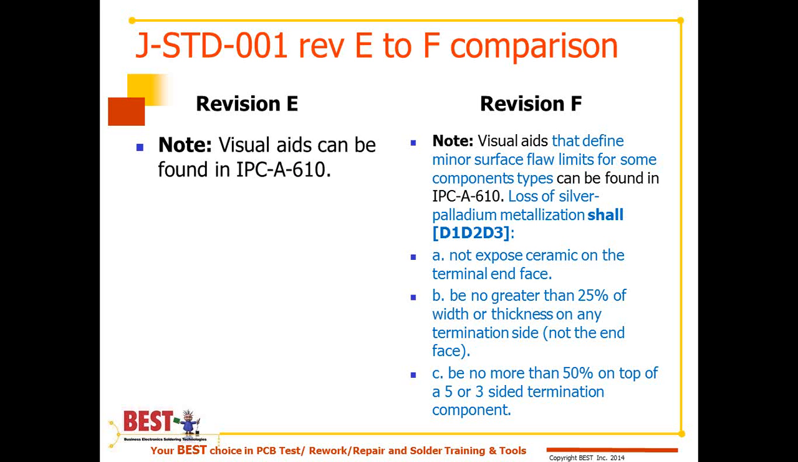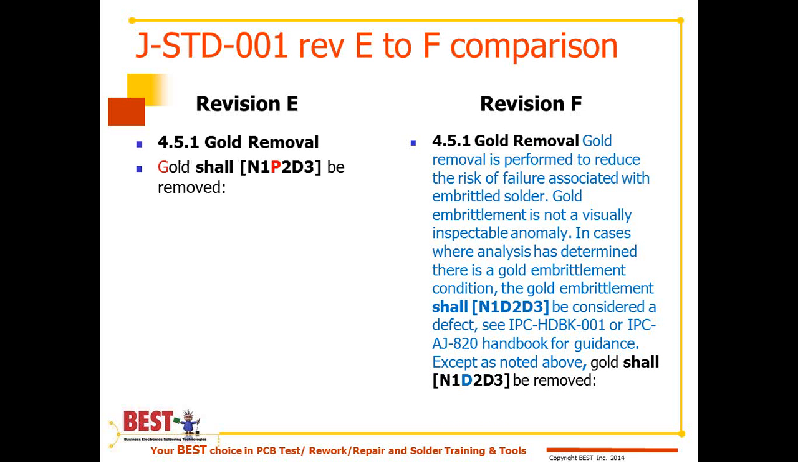Now under the visual aids, it says visual aids that define minor surface flaw limits for some component types can be found in the IPC 610. It just adds more to it. Also, the loss of silver palladium metallization shall be a defect in all 3 classes if A, it exposes the ceramic on the terminal face, so if it does, it's a defect. It shall not be greater than 25% of the width or thickness of any of the termination faces, not the end face, or be no more than 50% on the top of a 5 or 3-sided termination component. So it's added the visual aid, it's added more definition to that for visual aids.